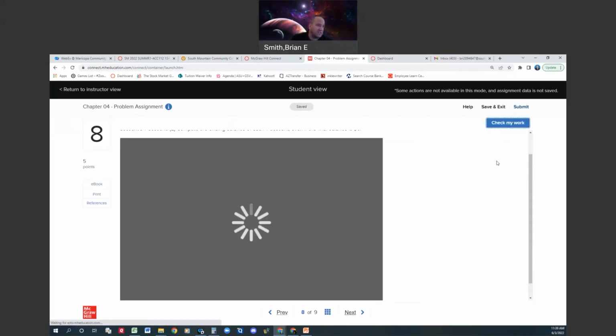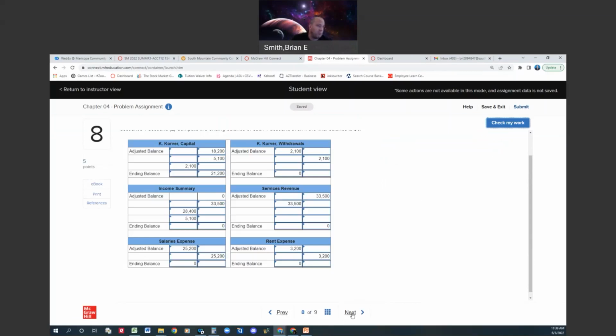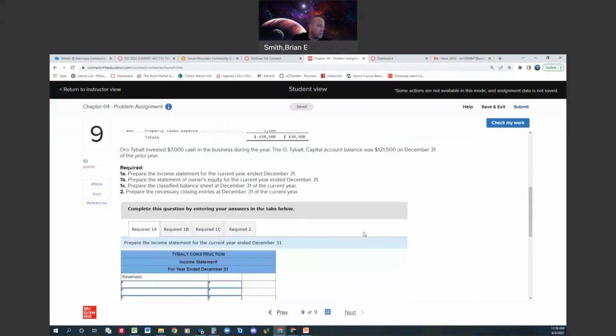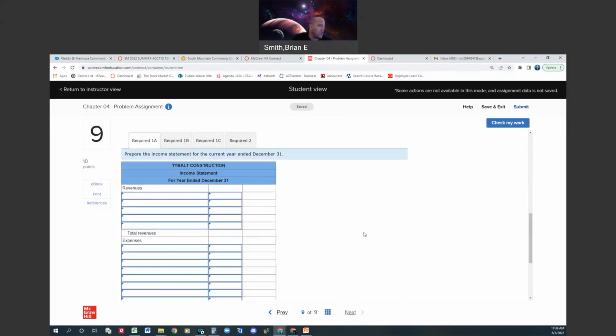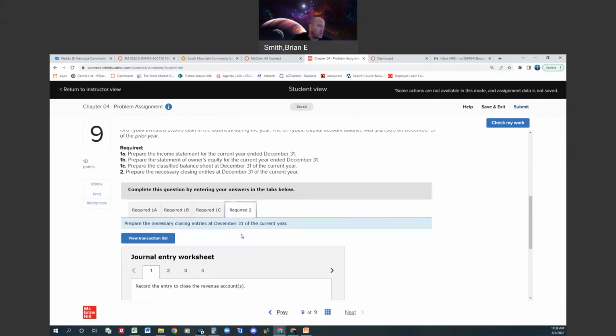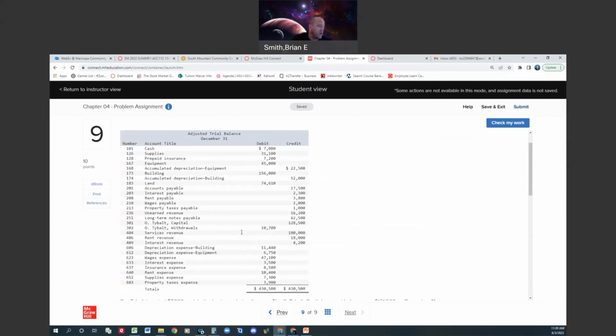Because I just think that kind of stuff's a little bit ticky-tack, but it is what it is, I guess. I hate that phrase too, but what else do you do? All right, so here we're going to create financial statements. We're going to do the income statement, owner's equity, balance sheet, and our debits and credits.